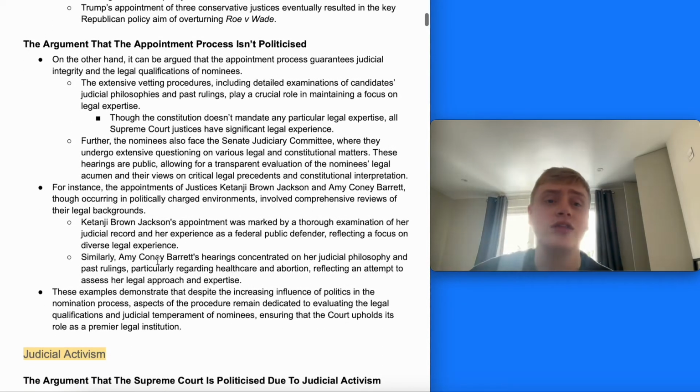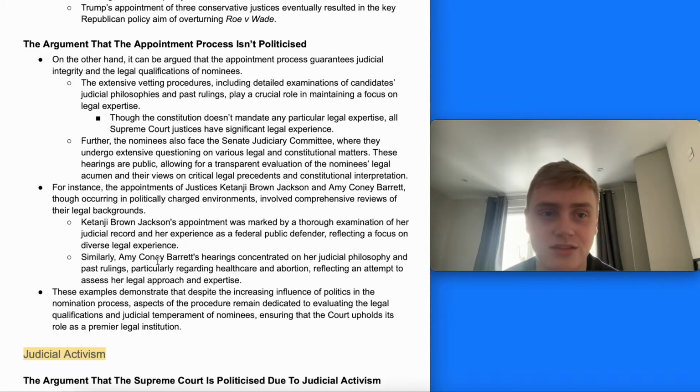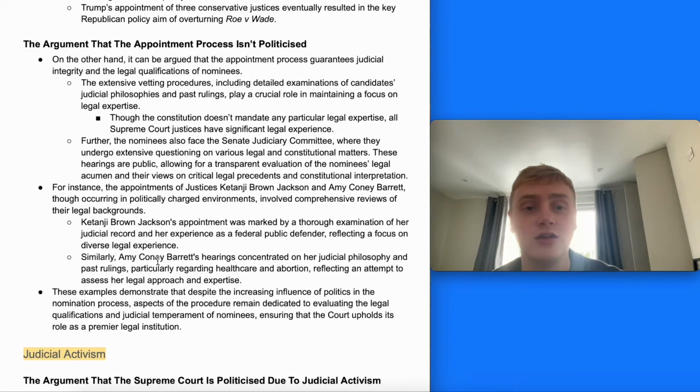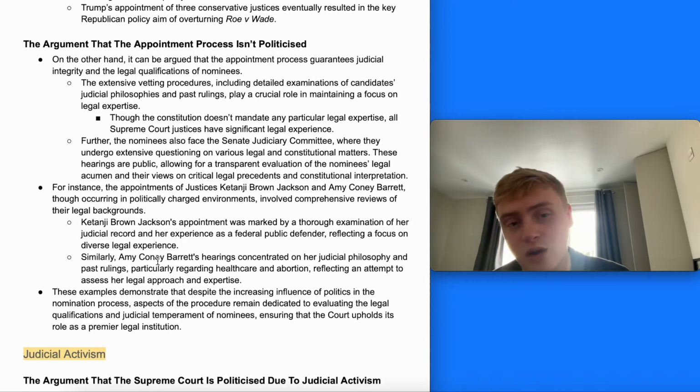On the other hand, it can be argued that the appointment process guarantees judicial integrity and the legal qualifications of nominees, and therefore isn't politicised. There are extensive vetting procedures, including detailed examination of candidates' judicial philosophies and past rulings, including by the Senate Judiciary Committee. Though the Constitution doesn't mandate any particular legal expertise, all Supreme Court justices have had significant legal expertise. The nominees also face the Senate Judiciary Committee, where they undergo extensive questioning on various legal and constitutional matters. And these hearings are public, allowing for transparent evaluation of the nominees' legal acumen and their views on critical legal precedents and constitutional interpretation.